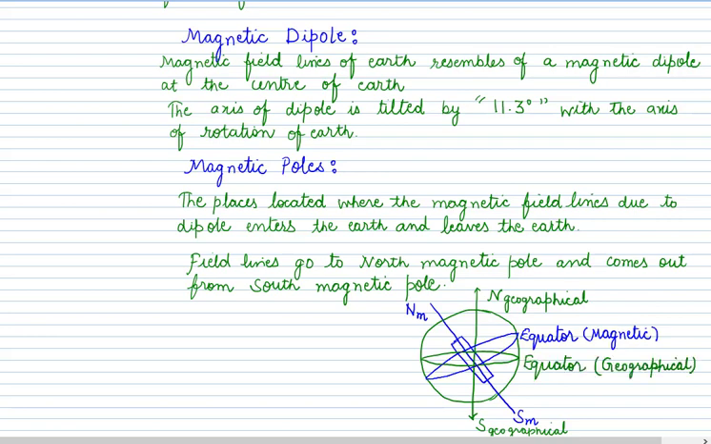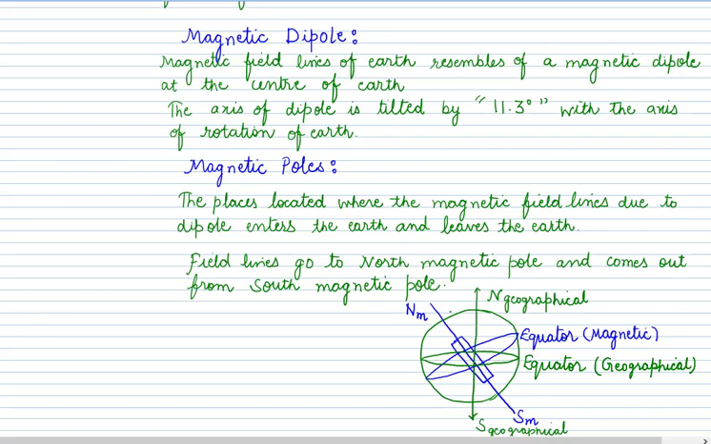And the axis of our dipole is tilted by 11.3 degrees with the axis of rotation of the Earth. It keeps on changing, but that is very slow. It takes millions of years, so you can always remember that it is tilted at an angle of 11.3 degrees. So these are the basics of Earth's magnetism.